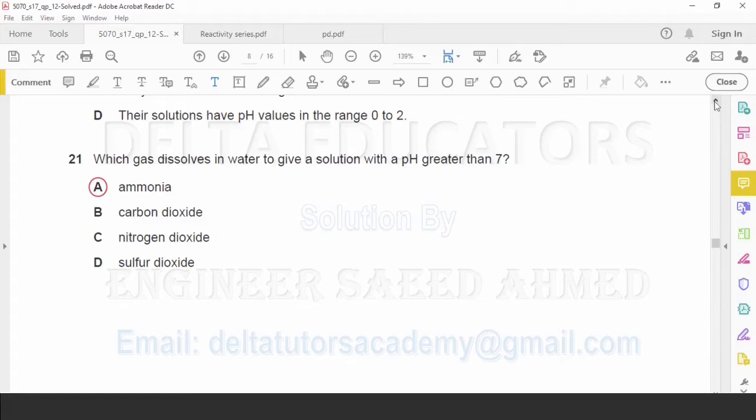Carbon dioxide, nitrogen dioxide and sulfur dioxide are acidic oxides, and when dissolved in water they produce acid. So B, C and D are incorrect options. Correct option is option A, ammonia. Ammonia is basic in nature, or it is alkaline in nature. So when dissolved in water, the pH value will be greater than 7. So correct option, option A.